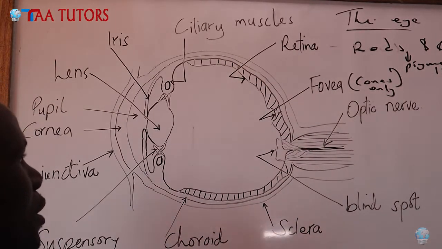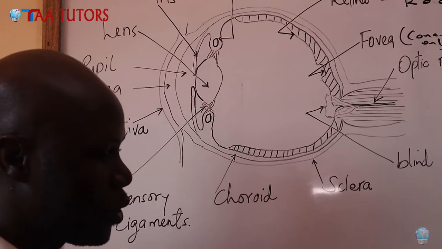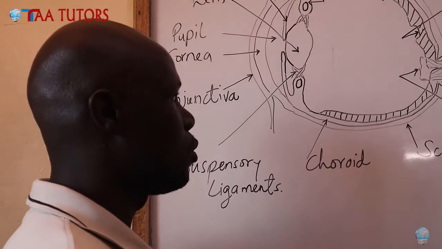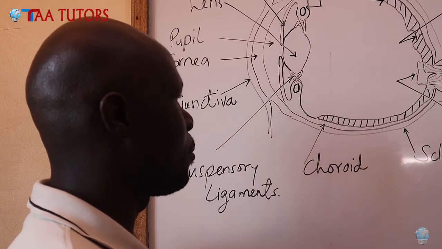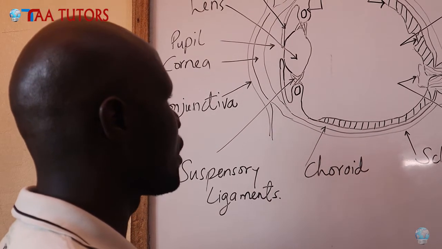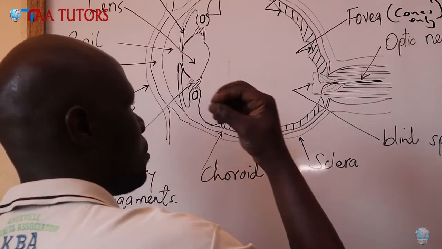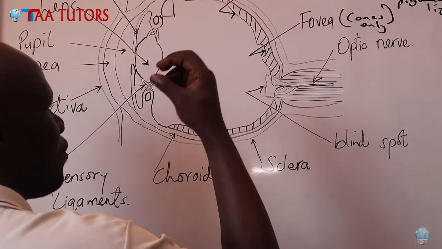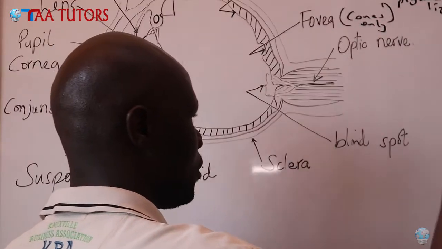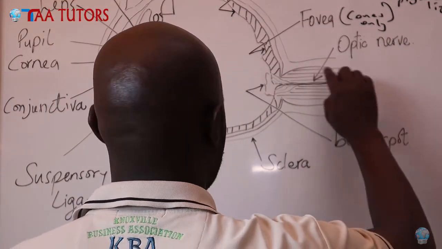The blind spot does not have light pigments. That is why it's called the blind spot, because it cannot perceive light, simply because it is missing the pigment. So that is the part that we are talking about. Optic nerves are the nerves that are carrying the information that has been formed on the retina to the brain for interpretation. So that is what it does.